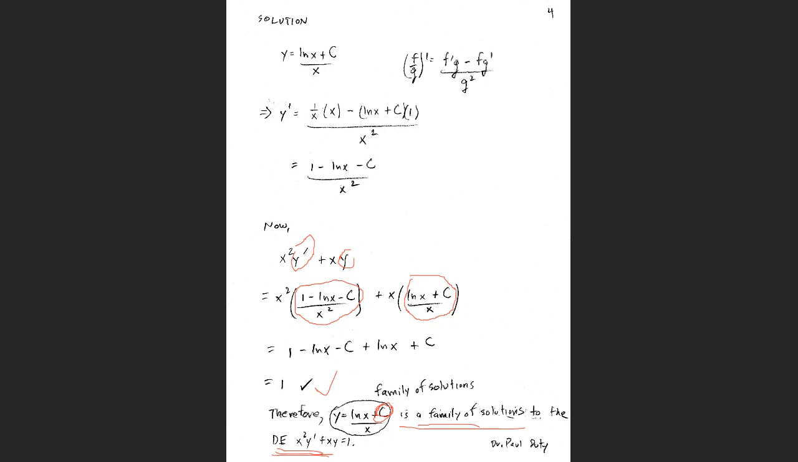So, a family of solutions. Now, if we were to specify a point at which we want our solution to pass through, then we would be solving what's called an initial value problem. Let me show you this on the next page. I assume we're all good here, right?